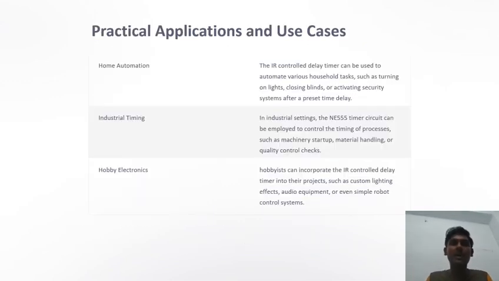Not only in IR control, it is also used in other applications like home automation. In today's modern world, it is used in turning on lights and activating security systems after a preset time delay. After the set delay, an alarm will ring. And in industrial timing, the 555 timer is used to set machinery startup, material handling, and quality control checks.